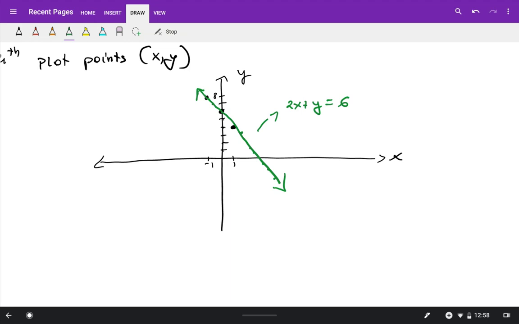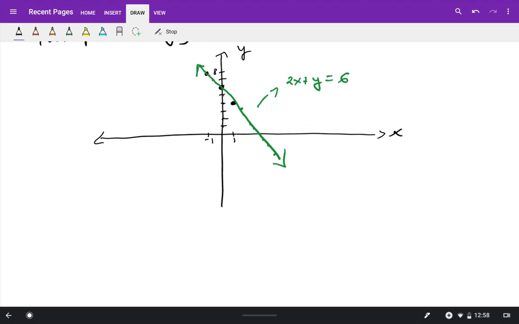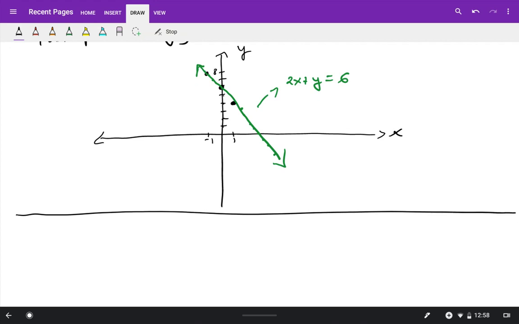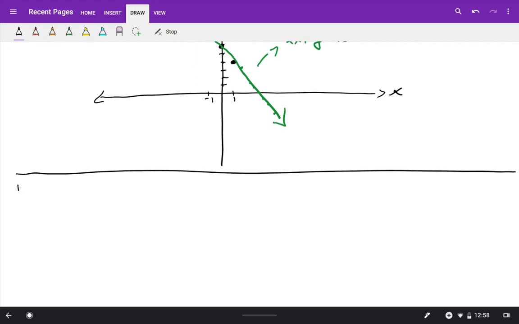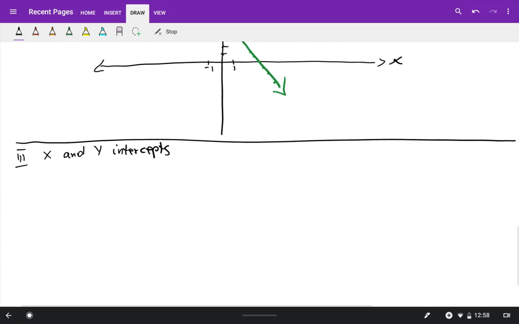Okay, I think that's enough for graphing. Let's move to x and y intercepts, which is objective number 3. So next I'm moving to the third objective from this section, which is x and y intercepts. Okay, so I'm going to start with a definition.